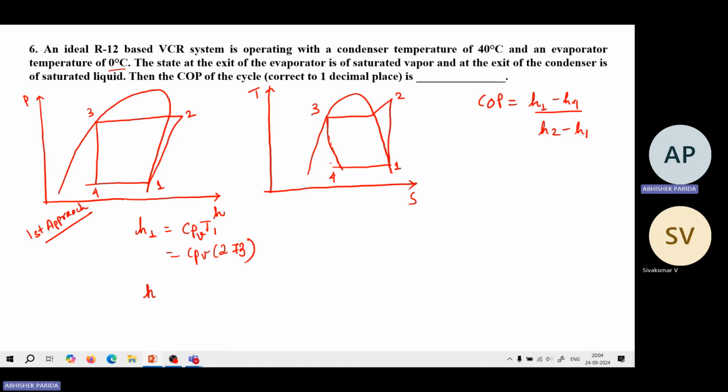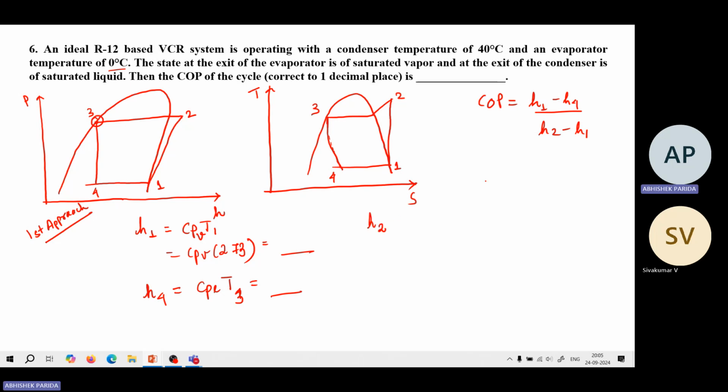Then what are the other things you can find out? H4. What is H4? This is an isenthalpic line, so H3 will be H4. So H4 is equal to Cp liquid into T4, or even, if that is difficult, you can find Cp liquid into T3, because this is a completely liquid line. So you'll get some values. Then the next thing that comes is H2, where you will face the most challenging task.